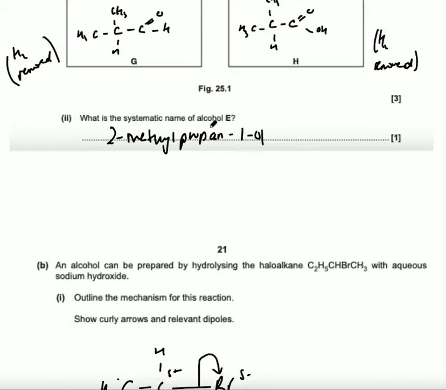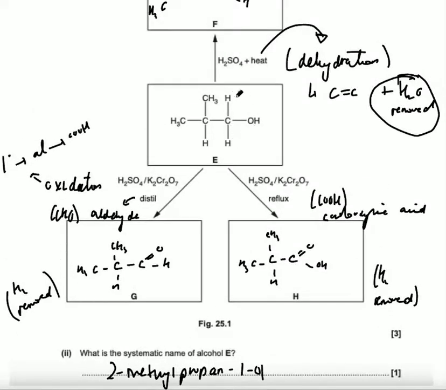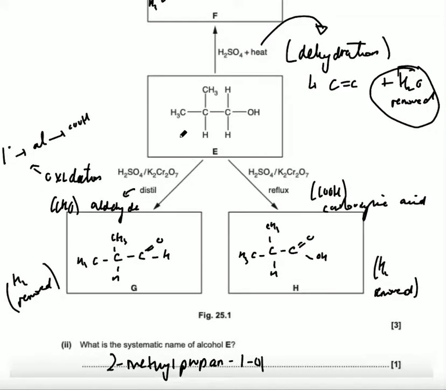What's the systematic name of alcohol E? So alcohol E is this, and we take the number of longest carbons. That's 1, 2, 3, because we name it from where the alcohol is, and that's 3 carbons, and we know it's propane, and we need to mention where the OH is. So this is the first carbon, because the group needs to be attached to the smallest number of carbons. That's C1, C2, and C3.